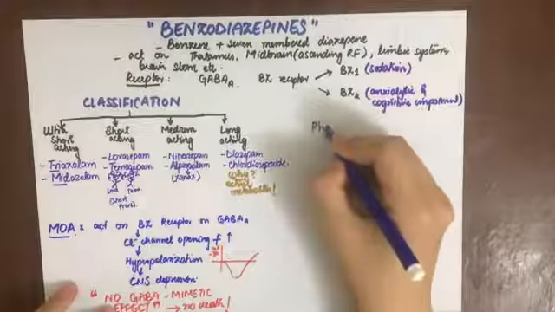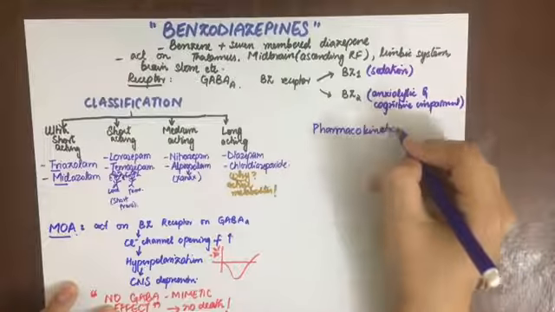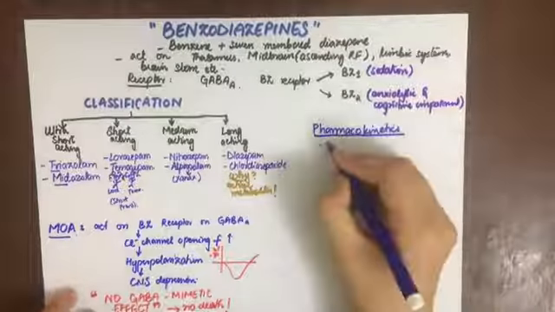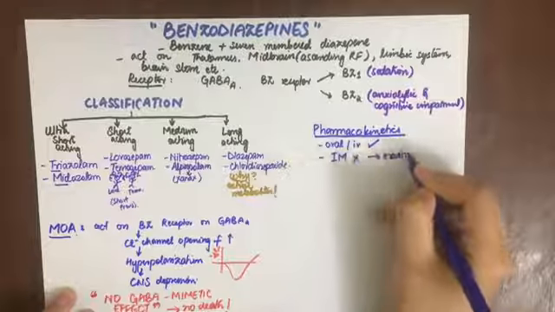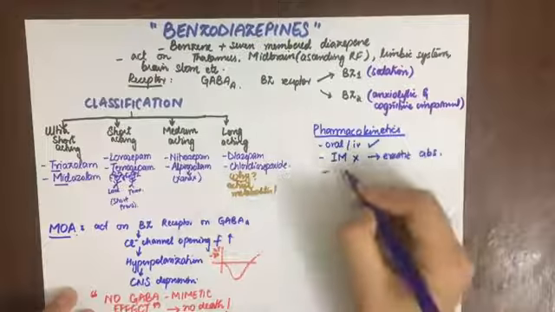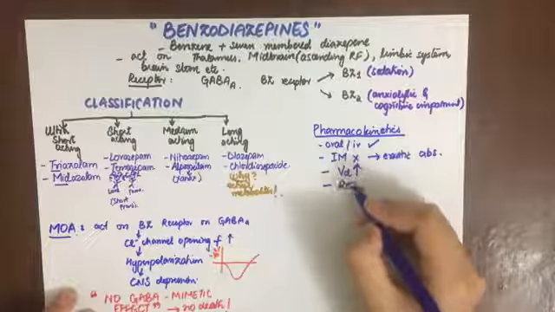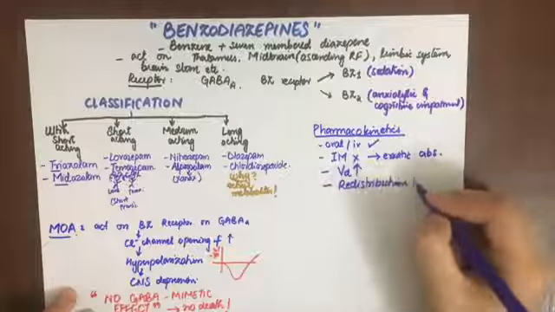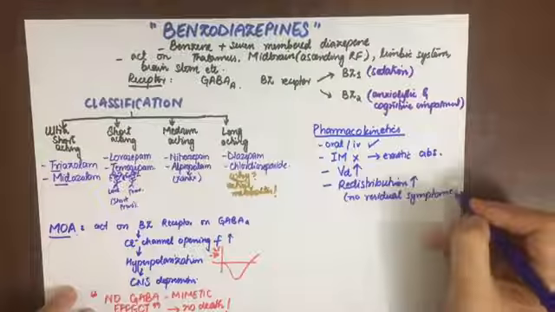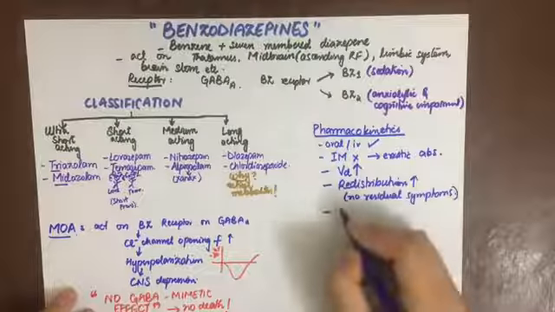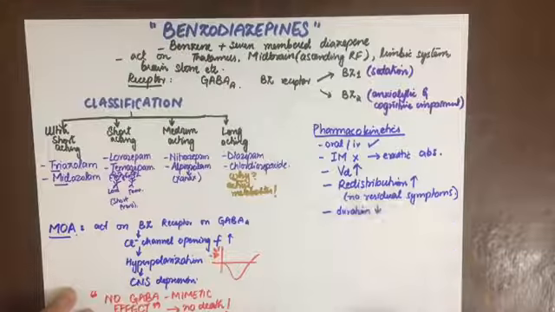Now, a few words about the pharmacokinetics of benzodiazepines. They can be given orally and IV. They are not given intramuscularly because of their erratic absorption from this site. They have a high volume of distribution, and redistribution is also very high. So they have no residual symptoms. Duration of action is short.